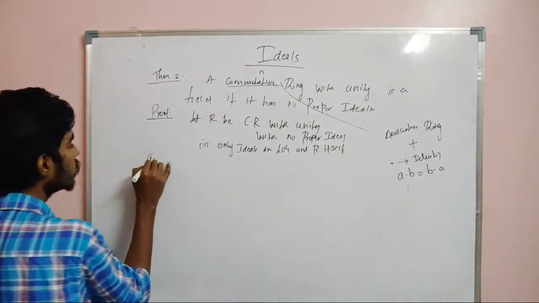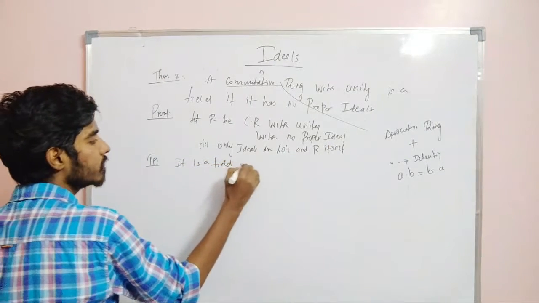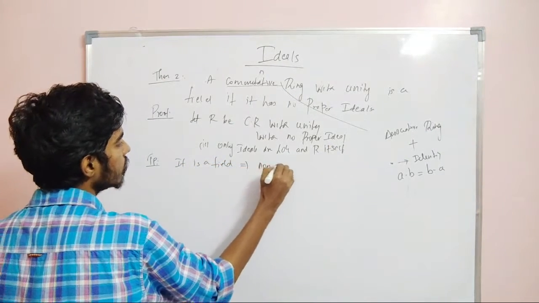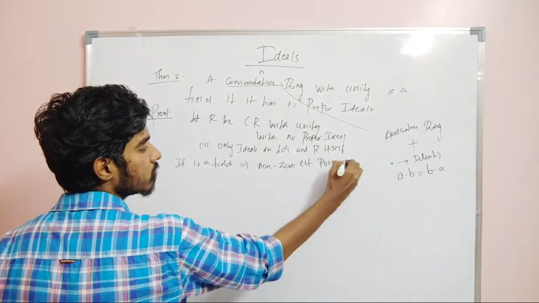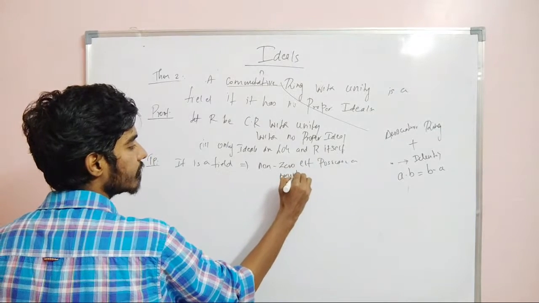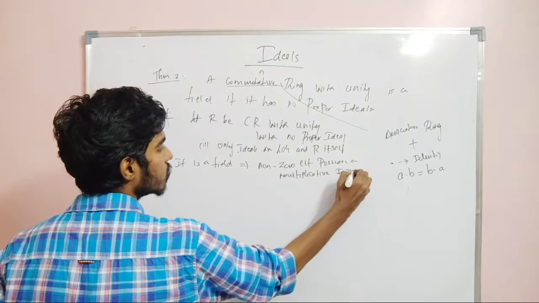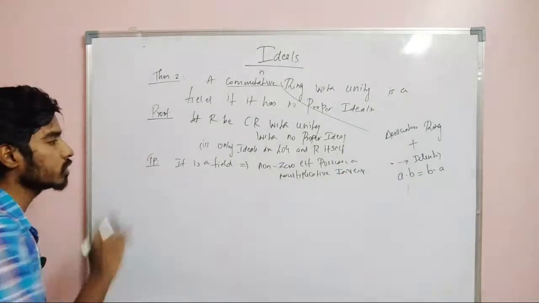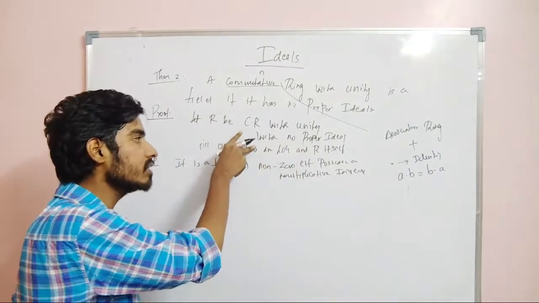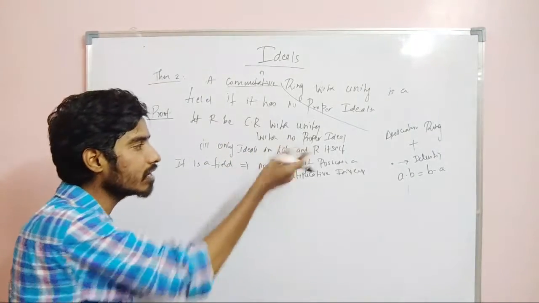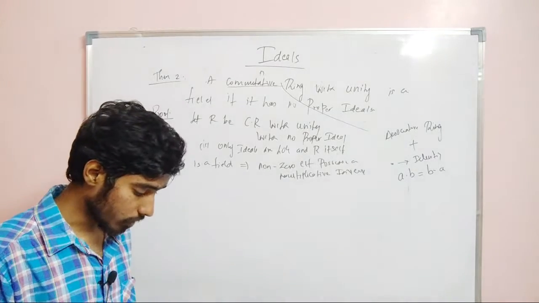So what do we need to prove? It is a field, right? That means we should show every non-zero element possesses a multiplicative inverse. I'm assuming that it's a commutative ring with unity with no proper ideal, which means the only ideals are 0 and R itself. I need to show that every non-zero element possesses a multiplicative inverse, right?